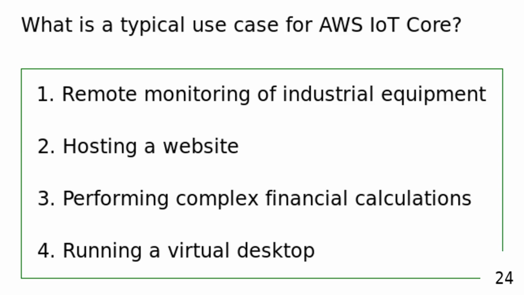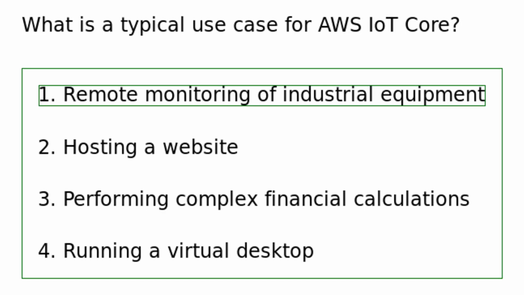What is a typical use case for AWS IoT Core? Remote monitoring of industrial equipment. Hosting a website. Performing complex financial calculations. Running a virtual desktop. AWS IoT Core is often used for remote monitoring of industrial equipment and other IoT devices.